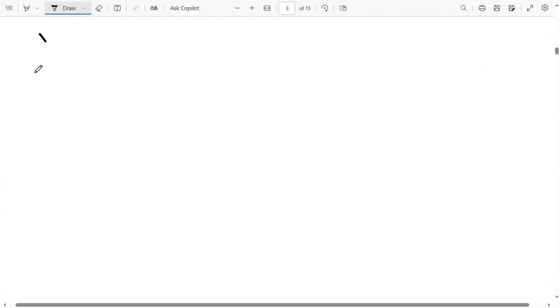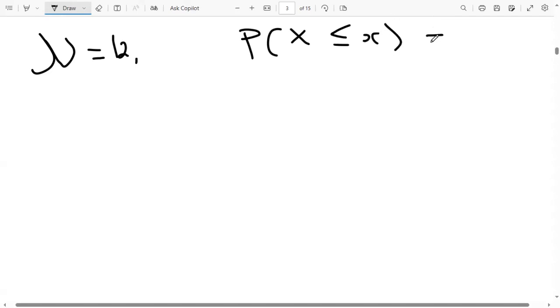So the mean is 12, and the probability is 25%. My mu will be equal to 12. And then the probability that X is less than some number that we want to find, which is the maximum number, let's say small letter x, is equal to 25%. And you know that 25% divided by 100 is 0.25. So this is what we have. But now let's look at the formulas.